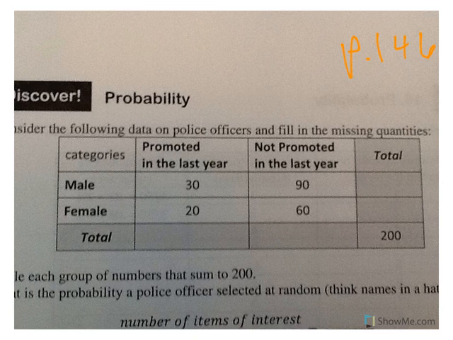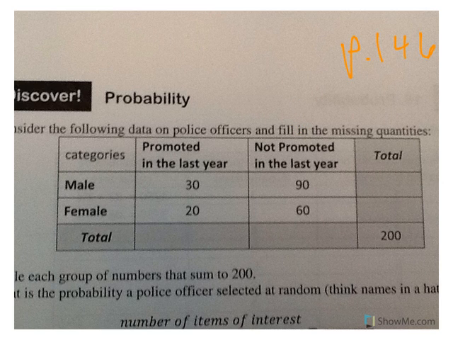All right, so at the top of page 146, you see, we call this a probability table, and this kind of helps us organize our data. So we have males and females. We're talking about police officers. We have those that were promoted in the last year and those that were not promoted in the last year. So that's how we're classifying.